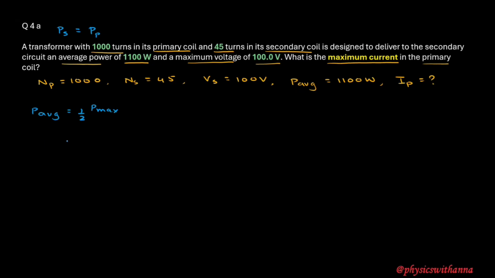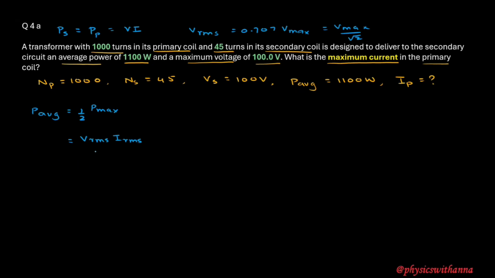So average power can also be written as a product of Vrms to Irms, because power itself can be written as product of V into I. When it is maximum power, it is product of maximum voltage with maximum current. And for average power, it is Vrms times the Irms. Now what is Vrms? Vrms is 0.707 times the maximum voltage, or you can also write this as Vmax over root 2.